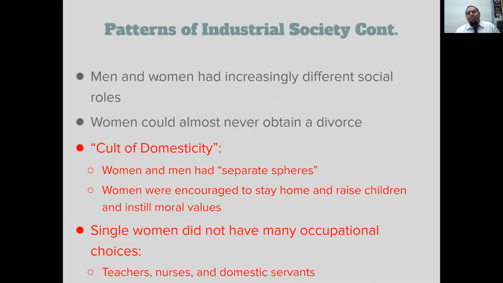Continuing on, men and women had increasingly different social roles. Women could almost never obtain a divorce. Sad, sad, sad. And then you have this idea, this is very important, cult of domesticity. It kind of piggybacks off of Republican motherhood during the Revolutionary War and after it, early American, this cult of domesticity where men and women had separate spheres, and women were encouraged to stay at home and raise children and instill moral values to their children.